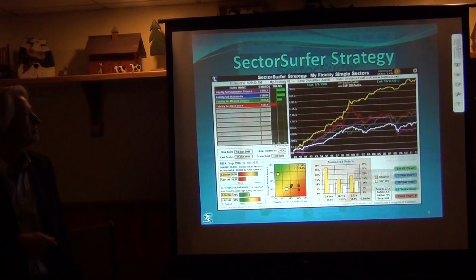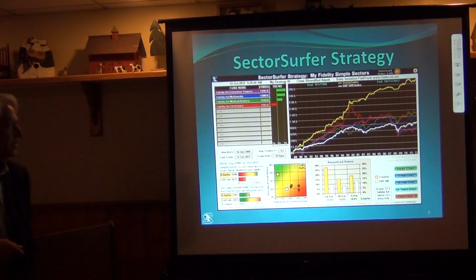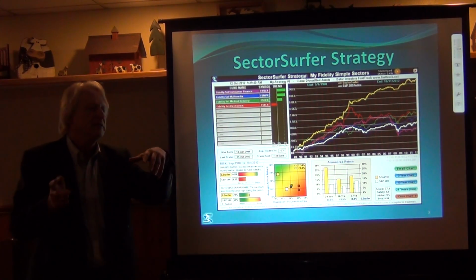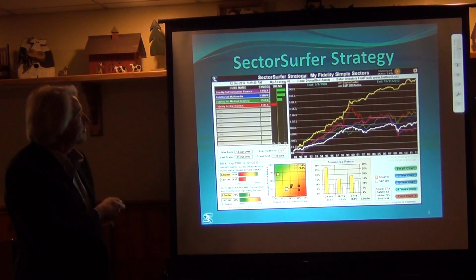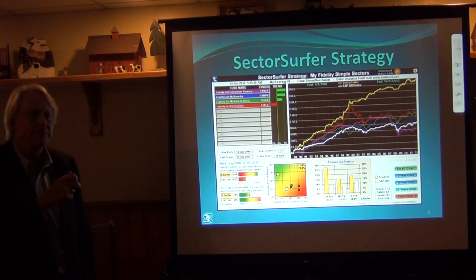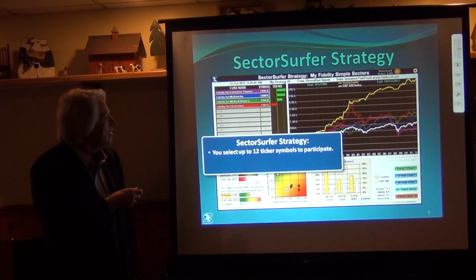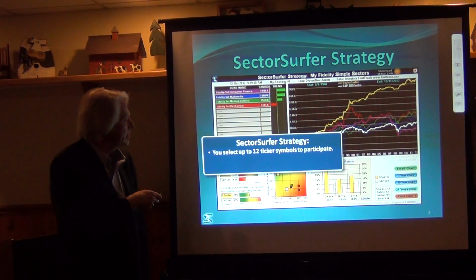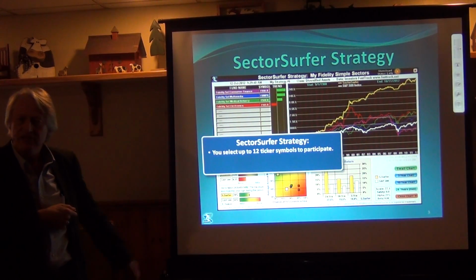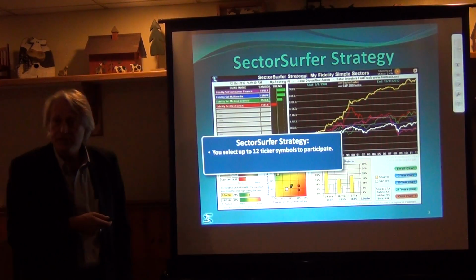Next. So in a SectorSurfer strategy, as you can see on this chart, there's a yellow line, which is the results of SectorSurfer piecing together one ownership after the other of one of these four Fidelity mutual funds here. Click again, please. Okay, I thought there was another thing popping up first, but I guess not. The SectorSurfer strategy is you can select up to 12 ticker symbols to participate in the strategy.